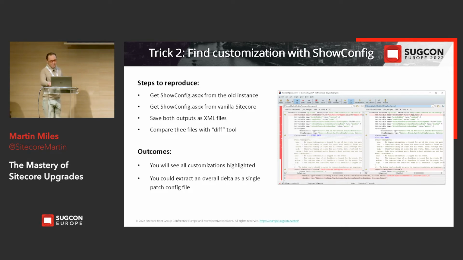Next, we do once again the same trick, but against the existing instance, and also save it to an XML file. Now, having the actual solution configuration, we can compare it against the vanilla combined configuration for the same version of the platform using a diff tool. I personally recommend Beyond Compare, but you may use a different one. For your convenience, you can extract the whole delta between both into a single config file, and it will be a valid patch file.